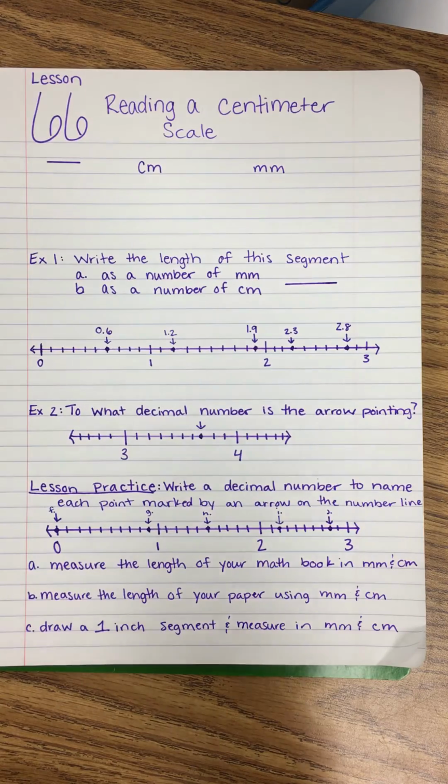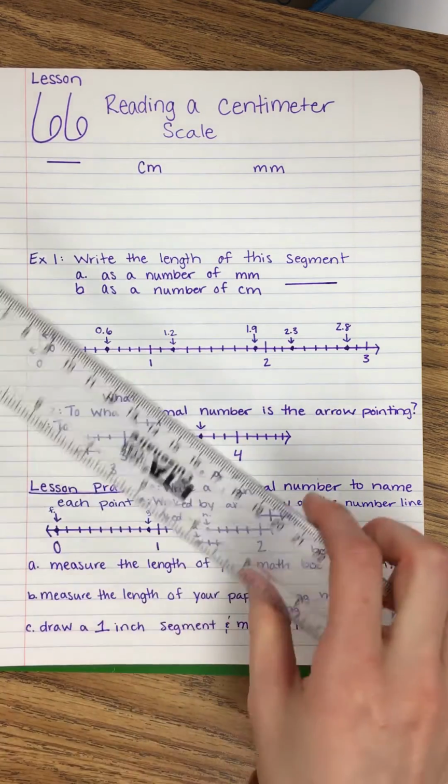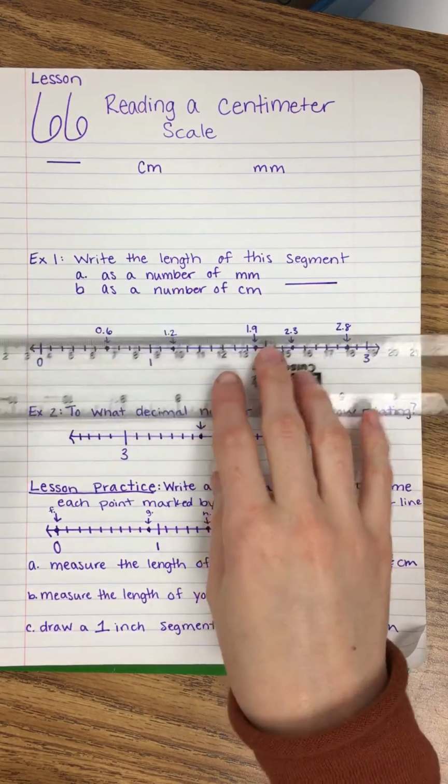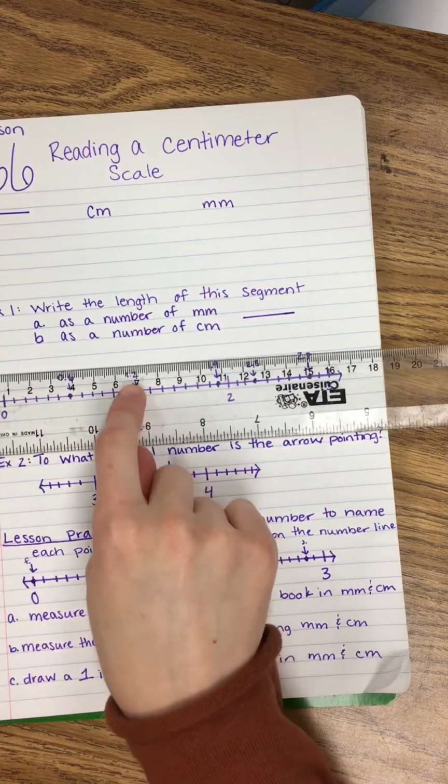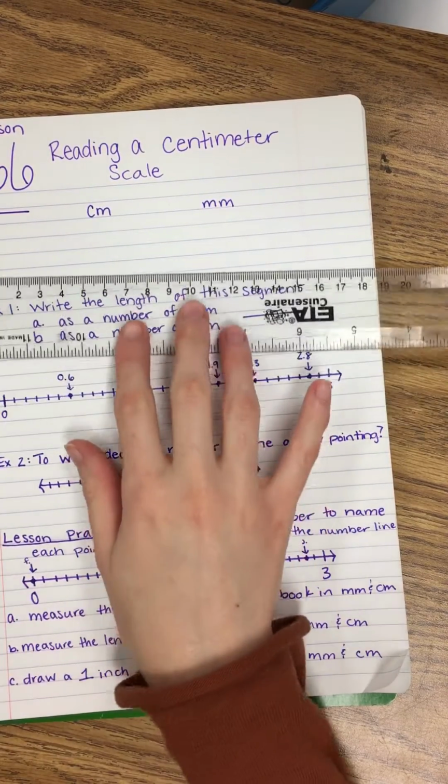Lesson 66, reading a centimeter scale. In this lesson, we're going to measure objects using a centimeter ruler. So you will need a ruler. If you don't have a ruler that has centimeters on it, please pause the video and grab one.